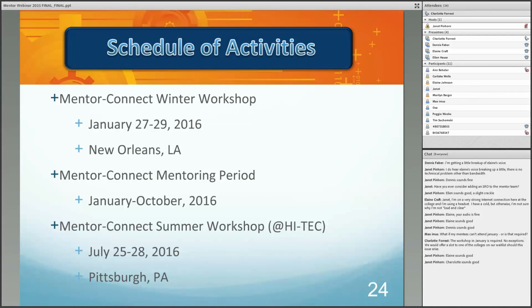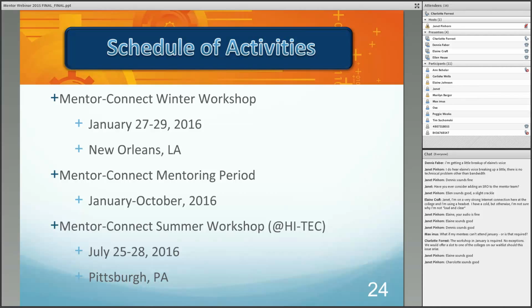For approximately 9 months after the workshop, as we've talked about, we will birth the baby at the end. So from January to October, you can expect to have detailed time with your mentees.